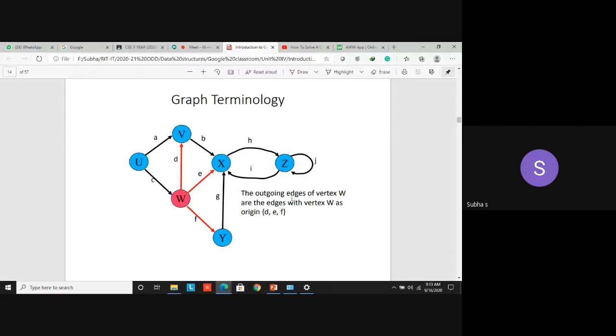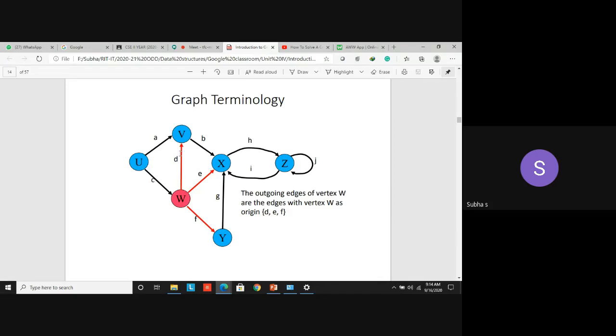Look at this diagram. Look at the node W, just the vertex W. How many edges are leaving from that particular node? In degree or out degree, we can say it in other words also. Incoming and outgoing are otherwise called in degree and out degree. So how many edges are passing from that particular node W?